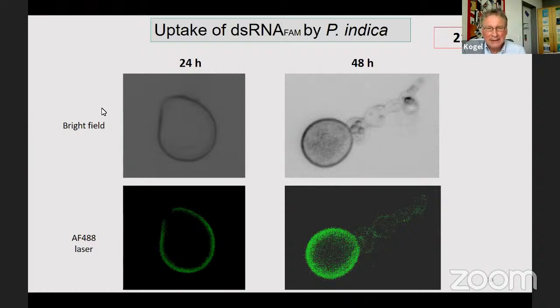time-wise, incubation of the spores of the fungus with 21 base pair long RNAs, the fungus takes up the double-stranded RNA, as you see very clearly, indicating that beneficial fungi also do it, and this is important for considering this as a plant protection strategy.